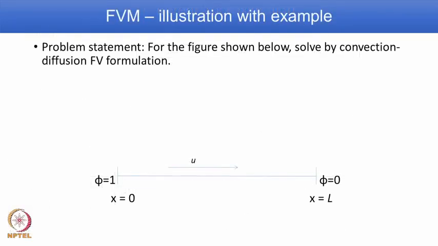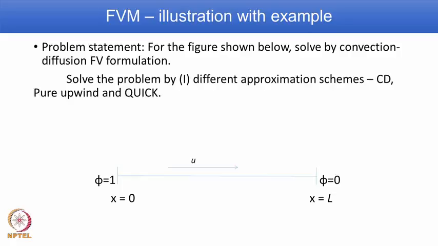Now, let us look at the problem statement once again. For the figure shown below, solve by convection diffusion finite volume formulation. So, in this figure there is convection as well as diffusion. The boundary condition on the left side, at x equal to 0, is phi equal to 1, and on the right side, at x equal to L, phi is equal to 0. Now, the flow is from left to right, hence it is only positive. So, in the generic coefficient it will be considered accordingly.